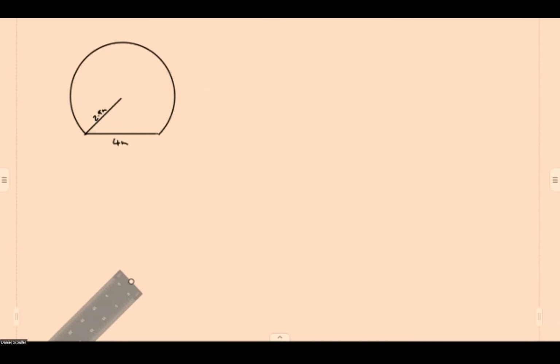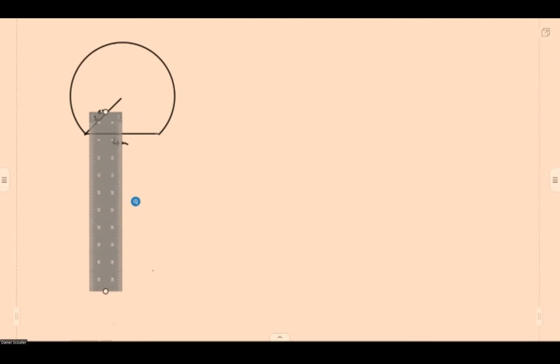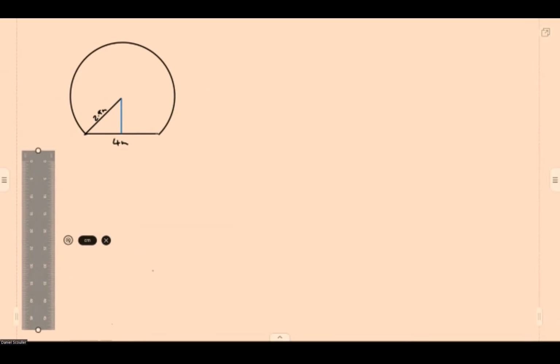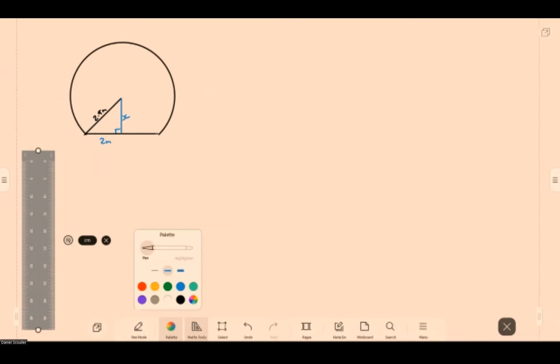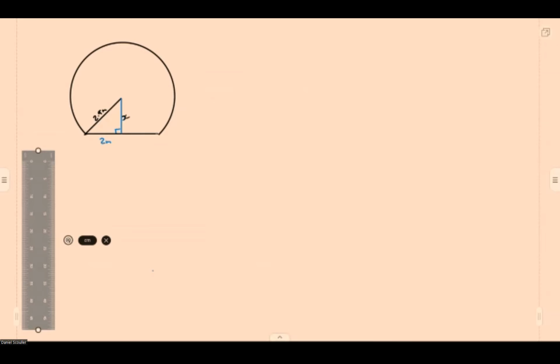Okay, I've drawn that out. So hopefully what you can see is if we bring a line down from the centre to the chord, it cuts that chord in half. And you're left with a right angle triangle with a long side of 2.9 metres and a short side of 2 metres and a missing side from chord to centre. What we want to do is find out that missing side. Okay, so right angle triangle.